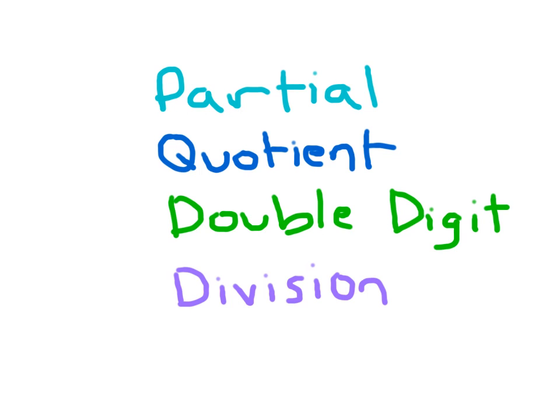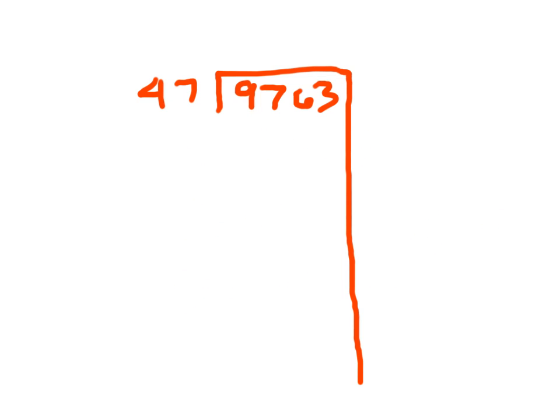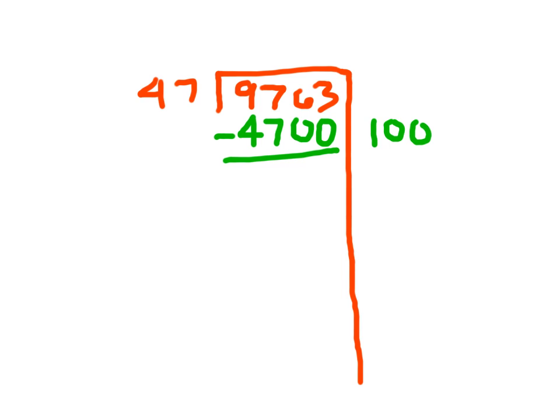Partial quotient double-digit division. Here I have 9,763 divided by 47. And I'm going to use the partial quotients approach. So I could say, okay, well, 100 times 47 is 4,700. So I'll go ahead and use that as part of my partial quotient. 9,763 minus 4,700 is 5,063.